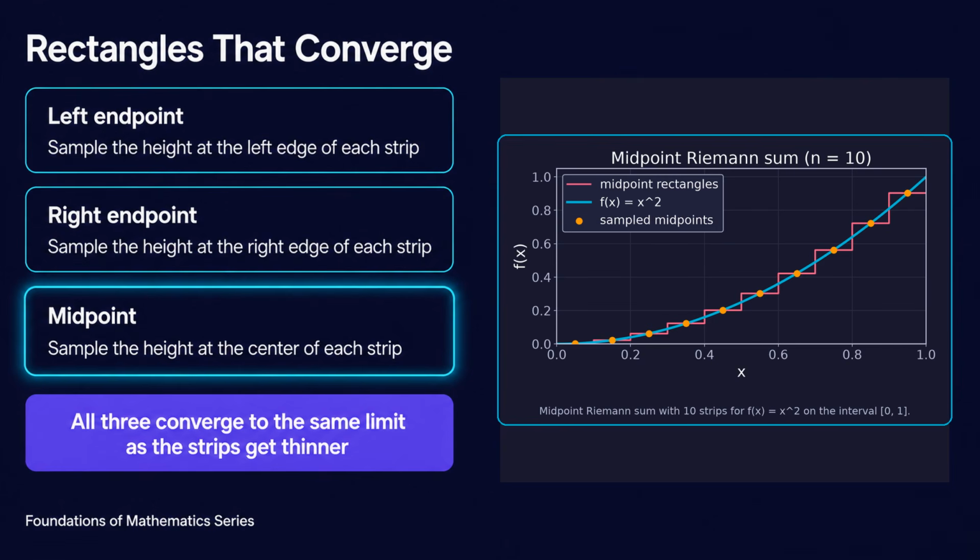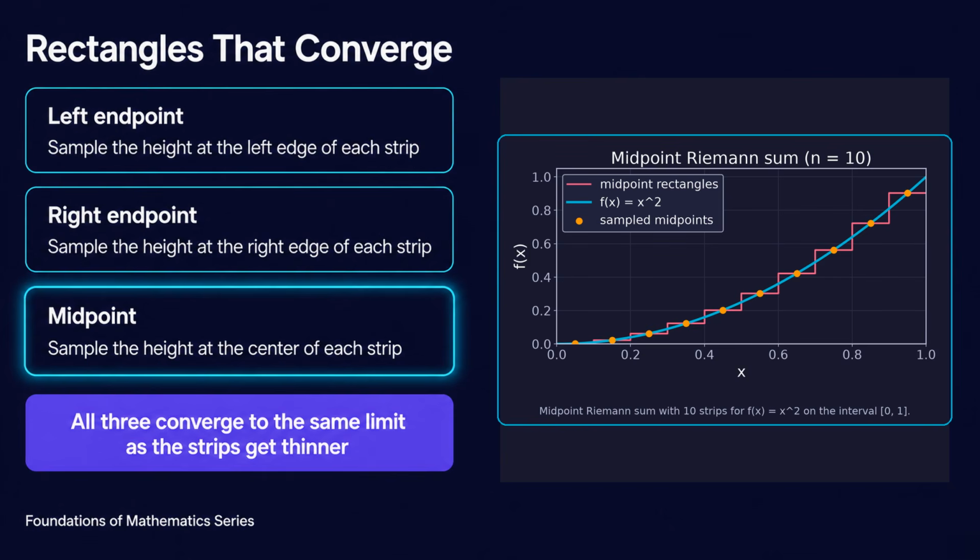Each rectangle stands on one strip, and its height is the function value at the center of that strip. Notice that the rectangle tops cross the curve rather than sitting entirely above or below it, so the overshoot on one side of the midpoint partly cancels the undershoot on the other. That is why the midpoint rule usually does better than the 2 endpoint rules at the same number of strips.